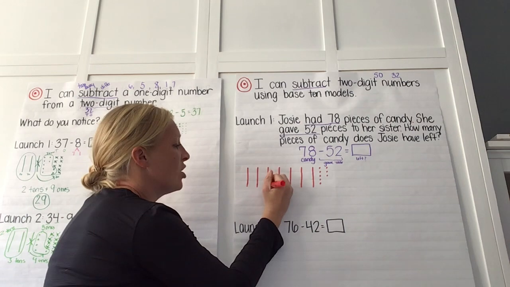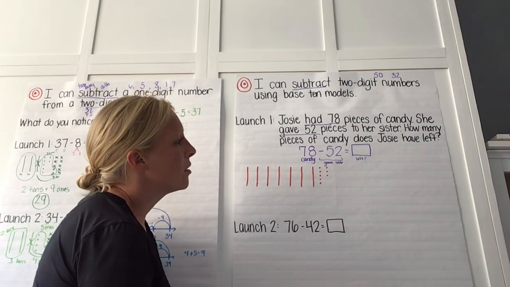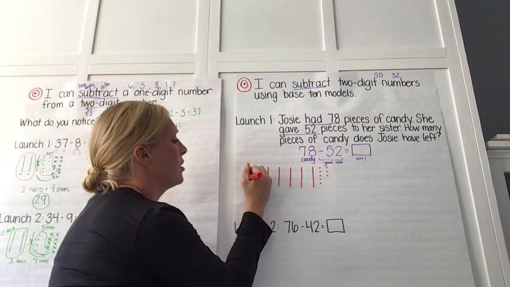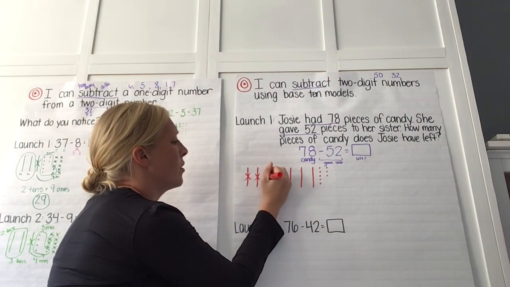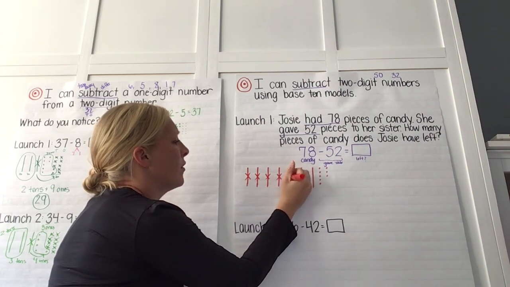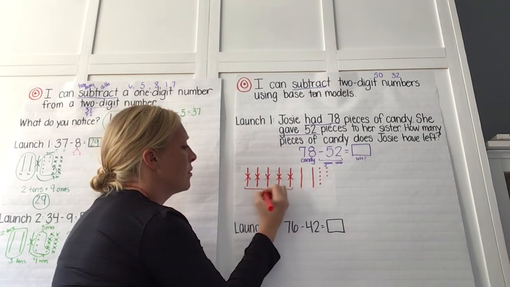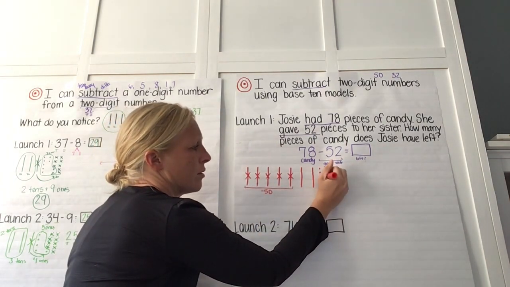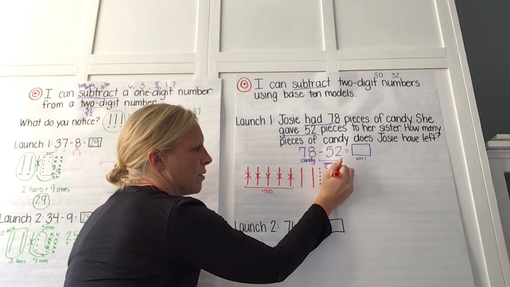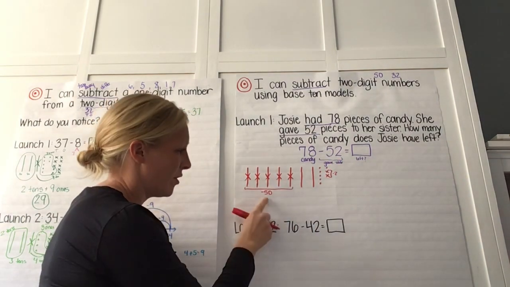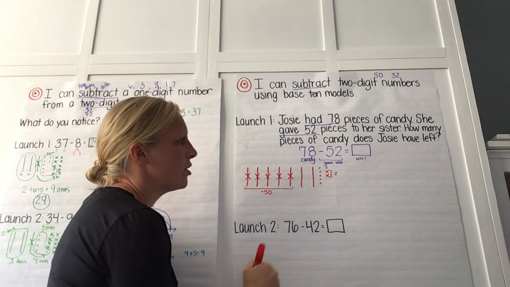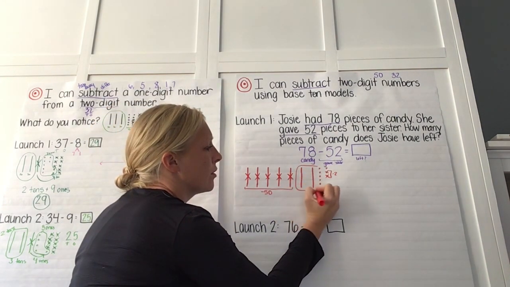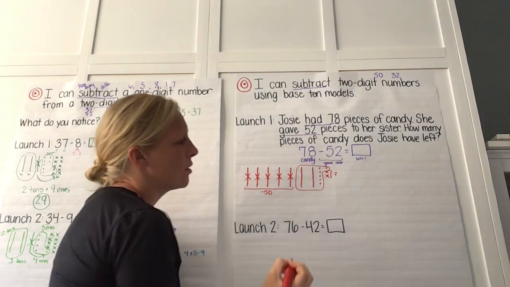All right, and then what did you do next? How did you take away 52? 10, 20, 30, 40, 50. And what did you do next? Took away 2 more, so 52. Okay, 5 10s and 2 1s. And what did you notice? That's what you had left.